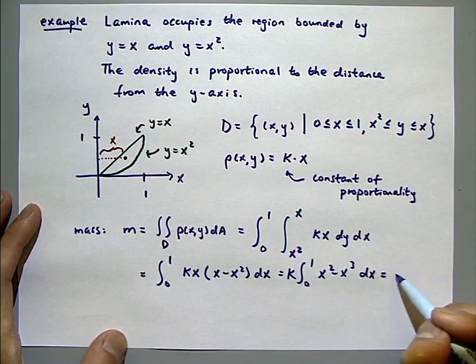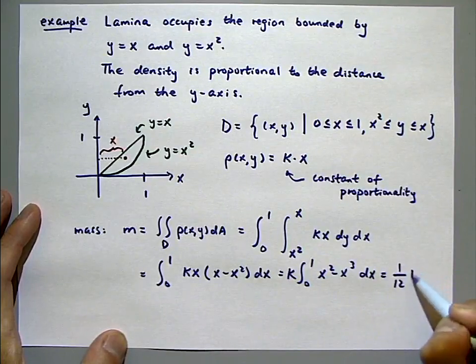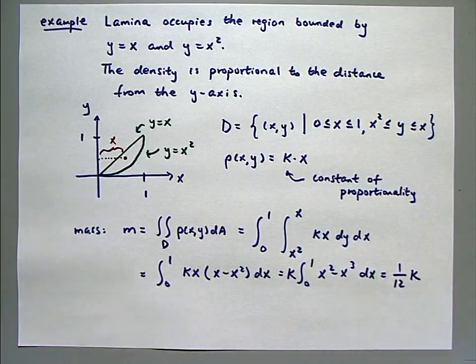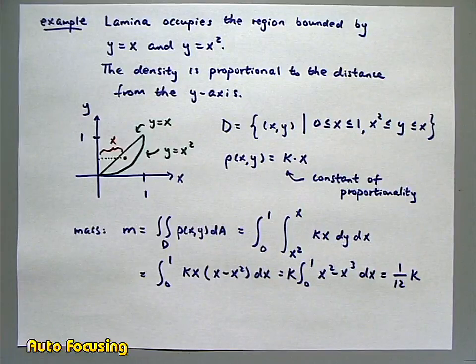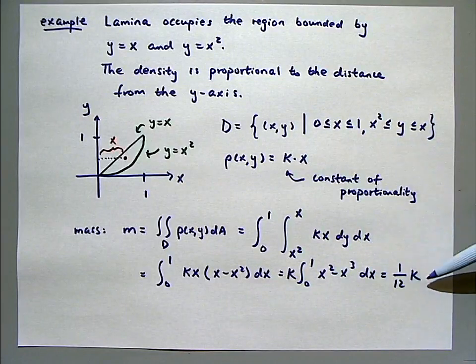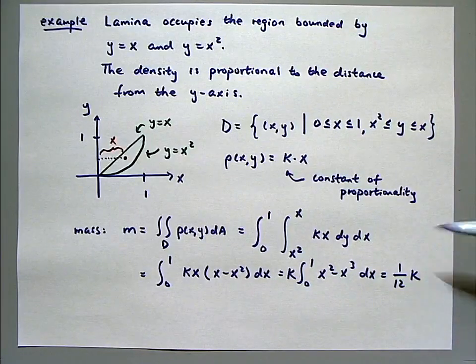And we can all do this. This is very easy. 1 over 12k. Okay, without knowing k, we can't do anything else. It's whatever the constant of proportionality is times 1 over 12. And that's the mass of that lamina.